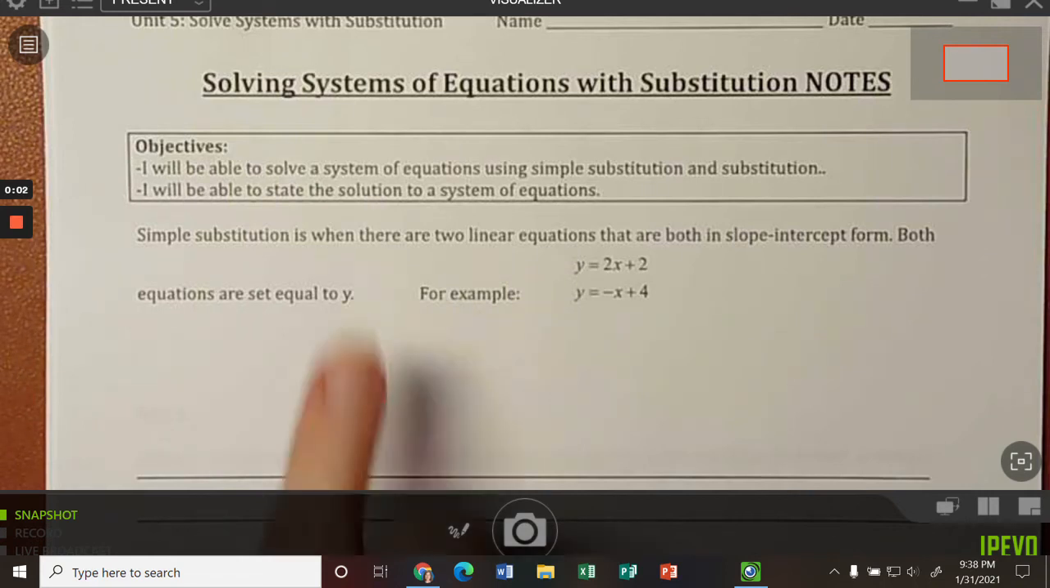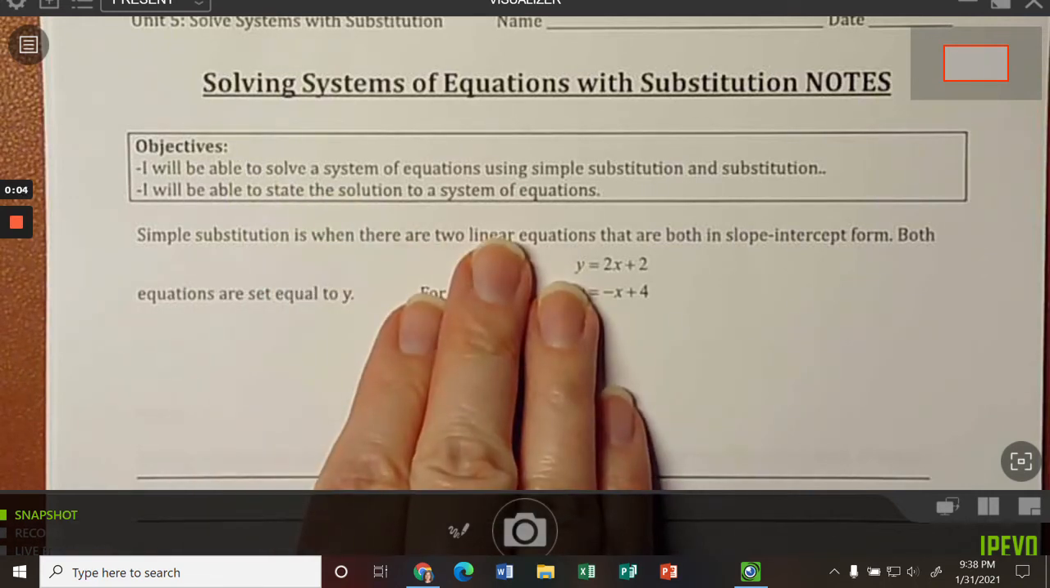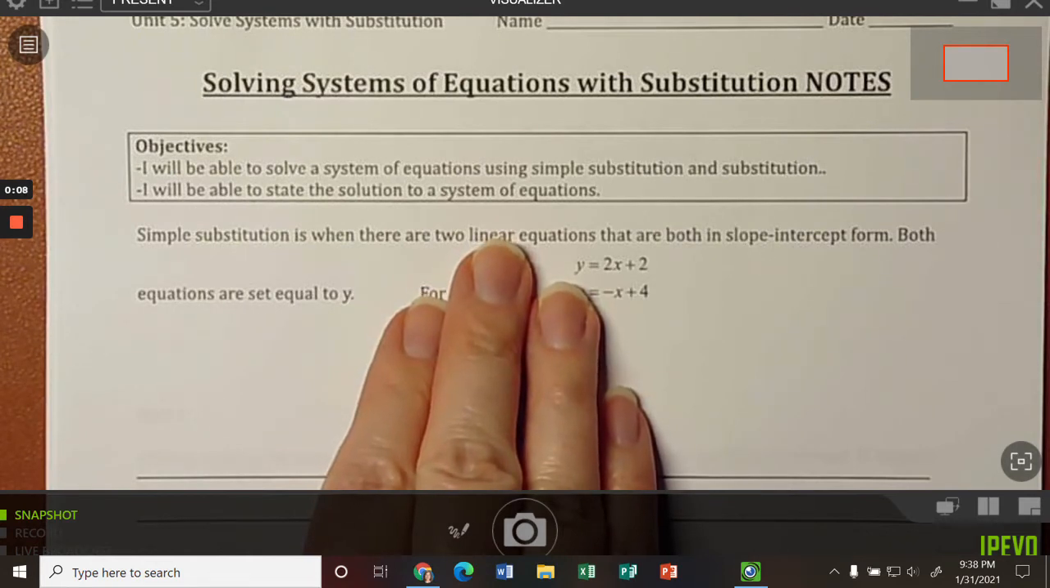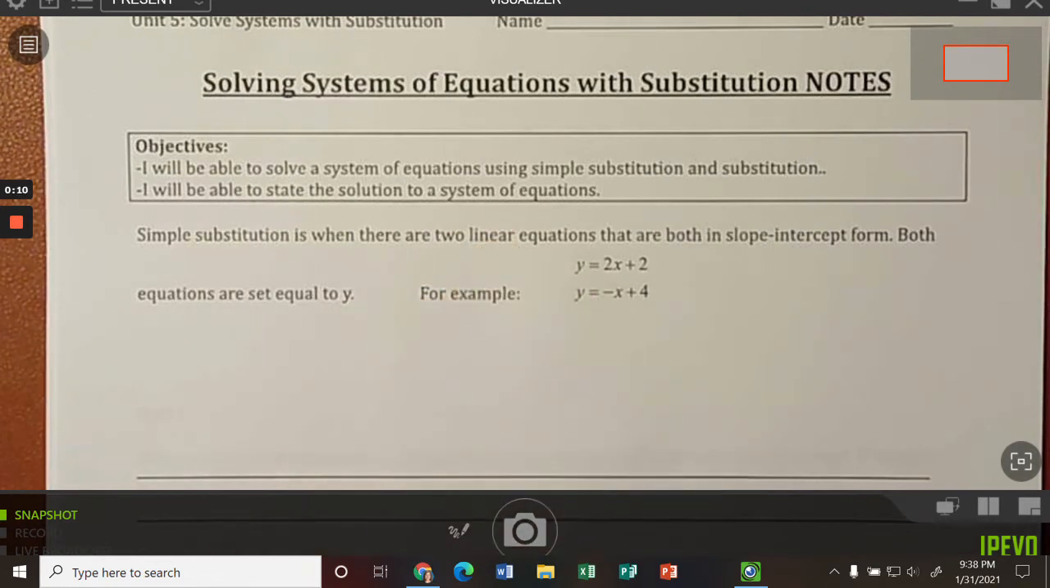Today we are looking at solving systems of equations with substitution. Our learning targets are that we will be able to solve a system of equations using simple substitution and substitution, and that we will be able to state the solution to a system of equations.